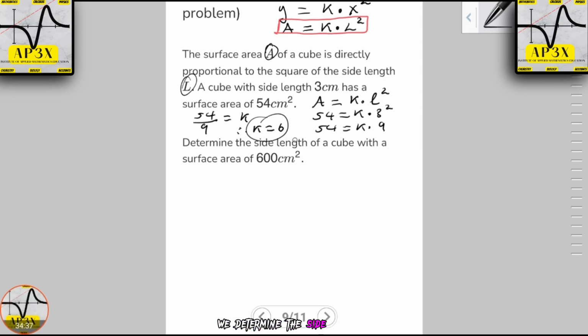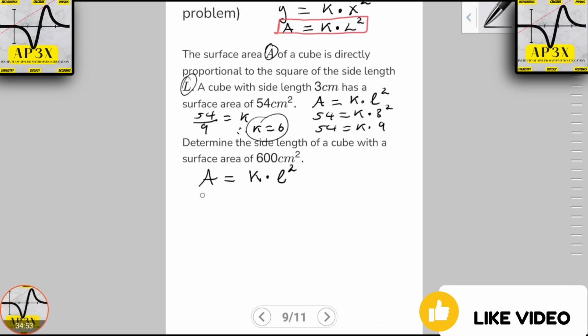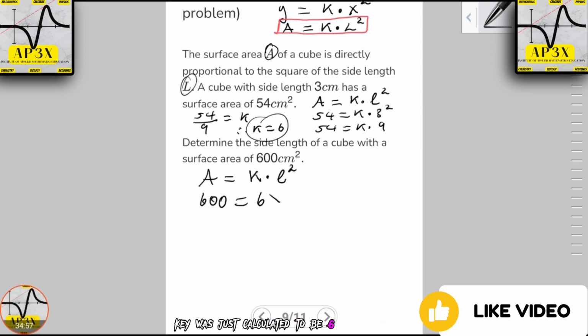We're to determine the side length of a cube with a surface area of 600. So we are given the area, which is A, to be 600, and we're looking for L. So once again, we write our formula. A is equal to K multiplied by L squared. So that's 600 is equal to K, which was just calculated to be 6, multiplied by L squared.